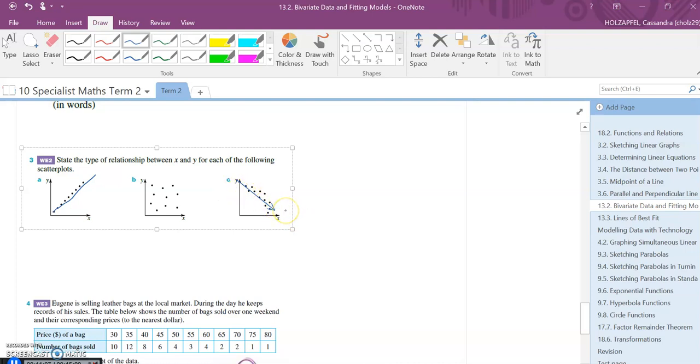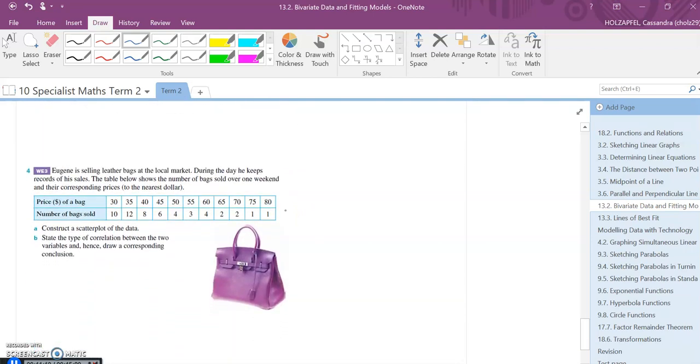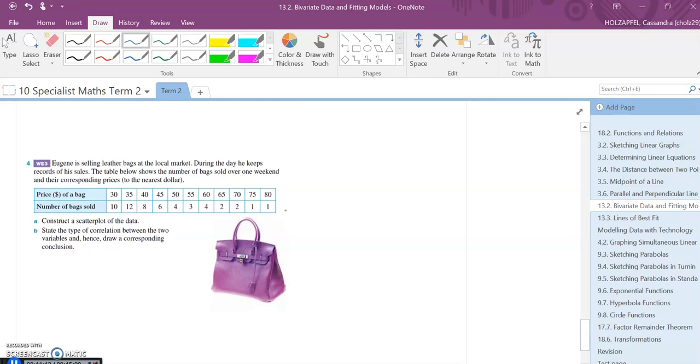All right, the last one. Eugene is selling leather bags at the local market. During the day, he keeps records of his sales. The table below shows the number of bags sold over one weekend and their corresponding prices to the nearest dollar. Construct a scatter plot of the data.